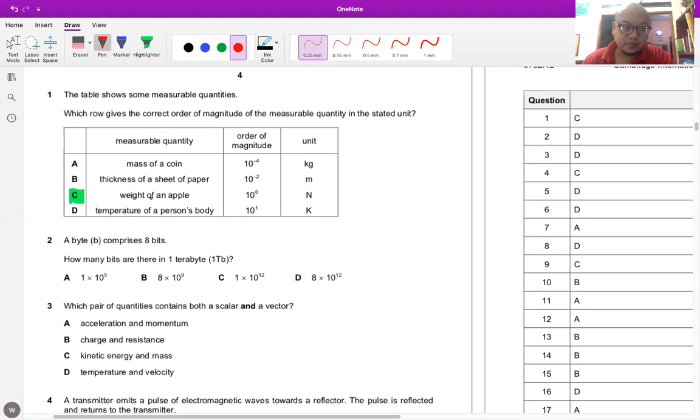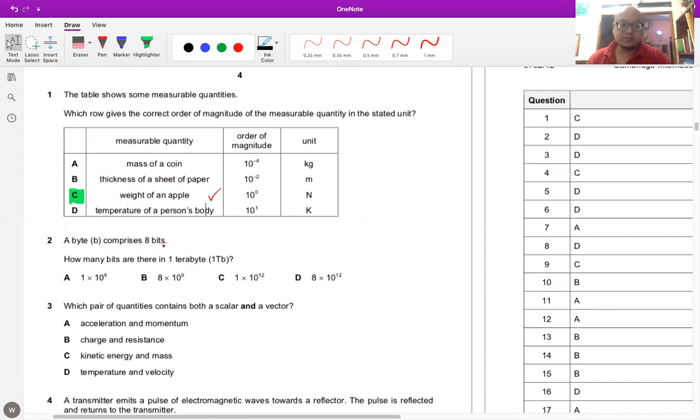And the weight of an apple, 10 to the power 0 Newton, means we divide by the gravitational acceleration. Let's say the gravitational acceleration is 10, so this is the same as 0.1 kilogram, about 100 grams. So this is reliable and measurable. The weight of an apple is about 100 grams. Yes, it's correct.